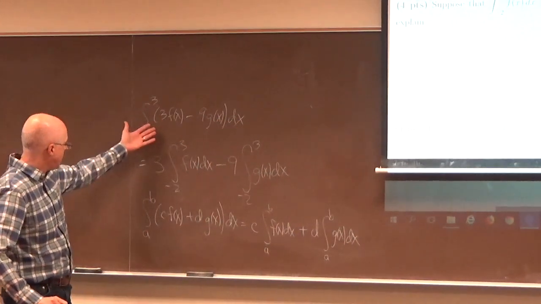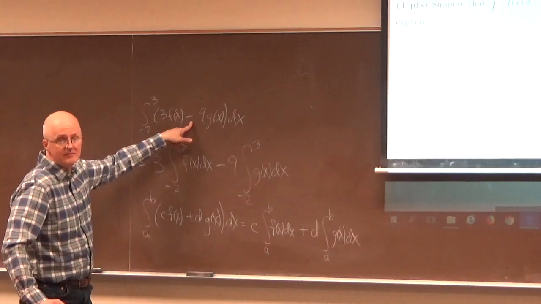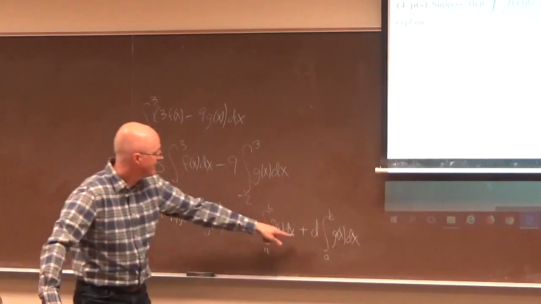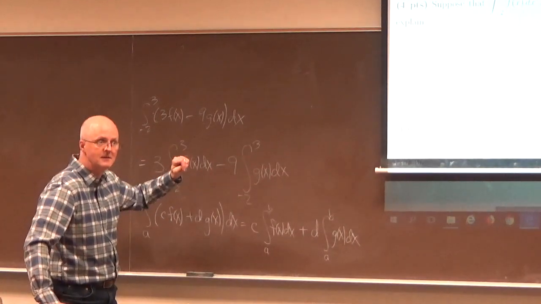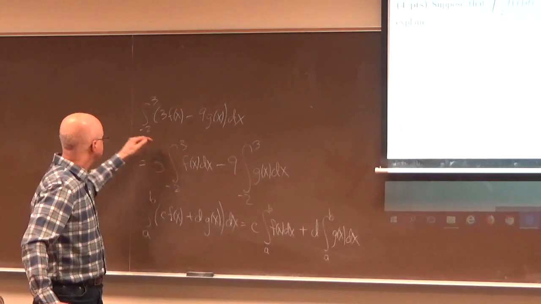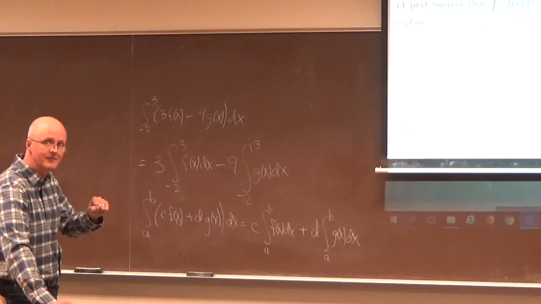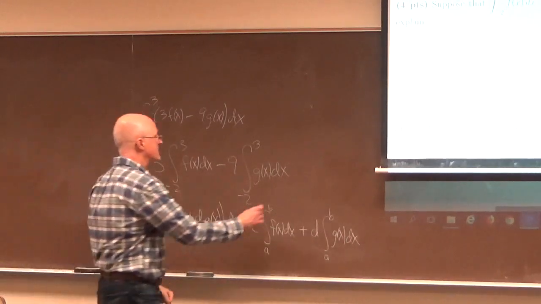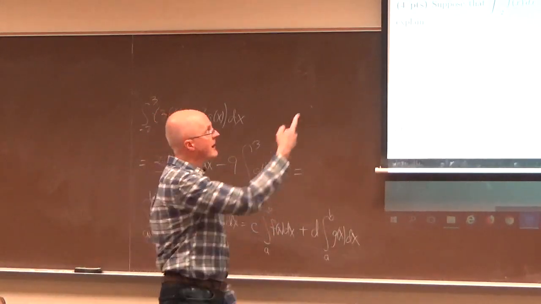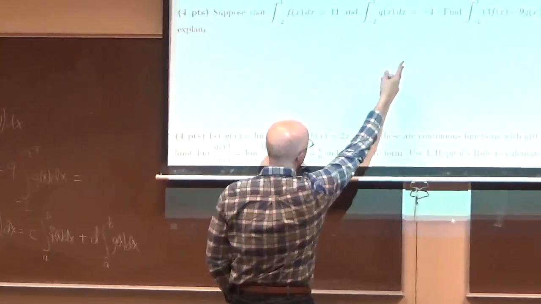In this example, c is 3, d is -9, which is equivalent to subtracting 9 times this. It doesn't matter what the limits of integration are as long as they stay consistent. Anyway, to finish off this problem, the integral of f is 11, and the integral of g is -4.